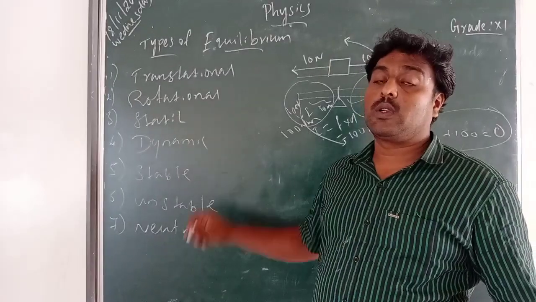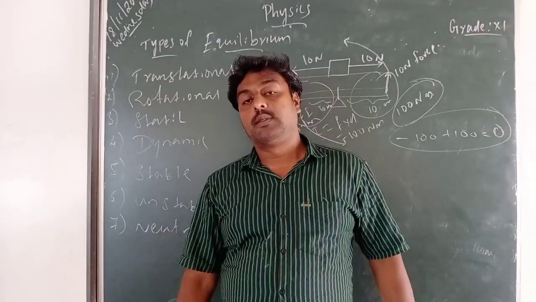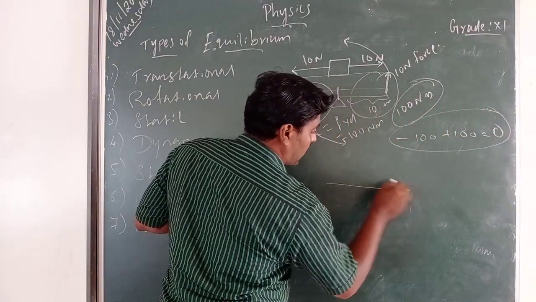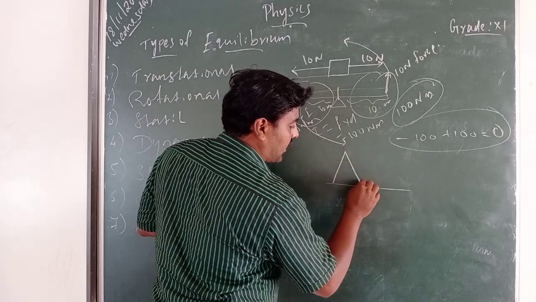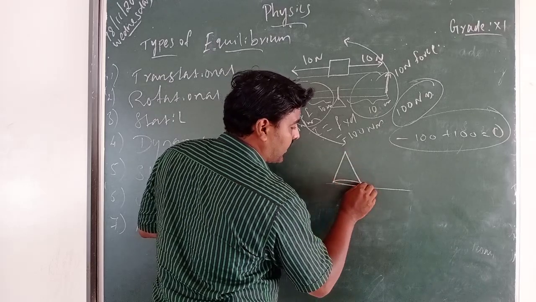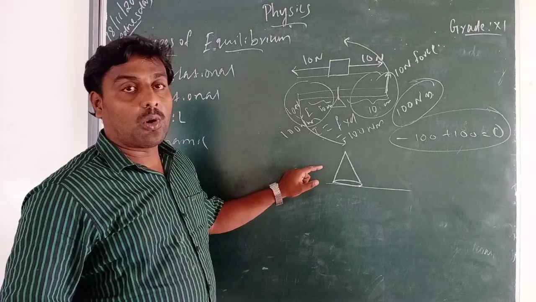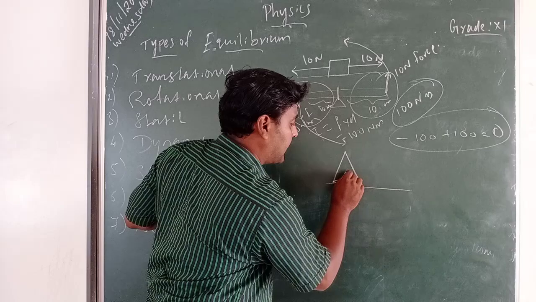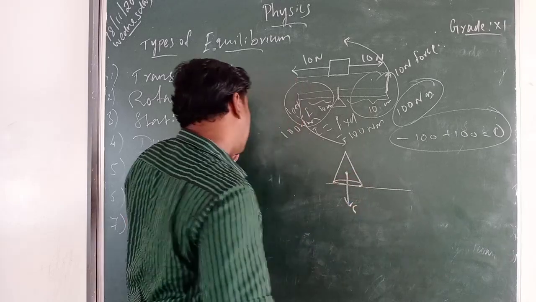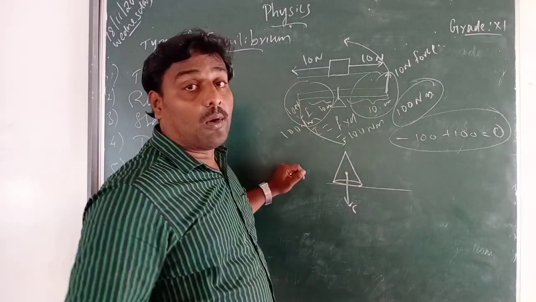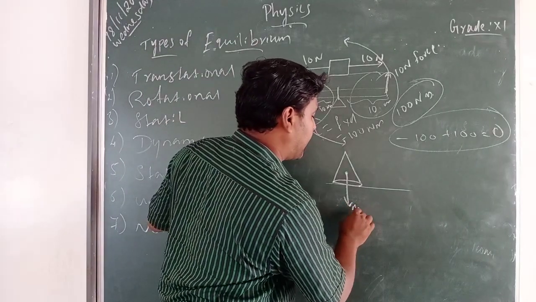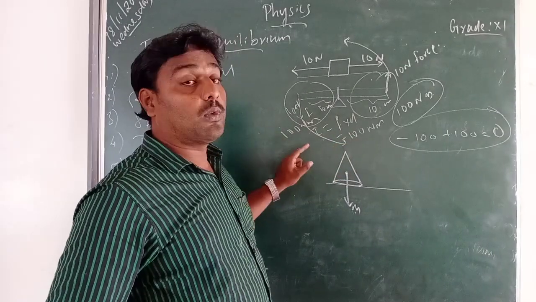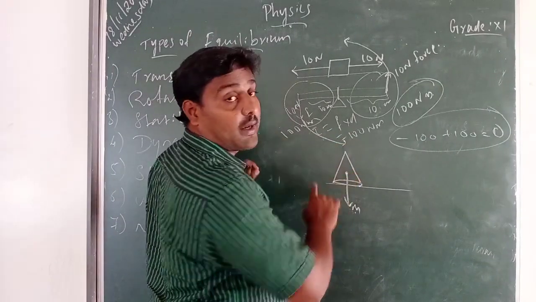Now another one is stable equilibrium. For example, you can take a cone. Assume a cone is kept at this position. You know that the center of mass is acting here. One cone is kept in this position, and this is what we can tell is stable equilibrium.